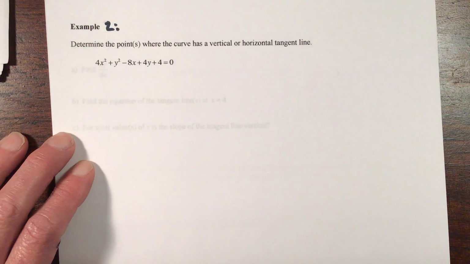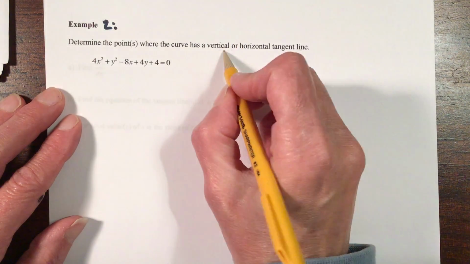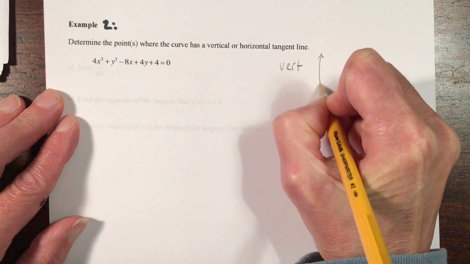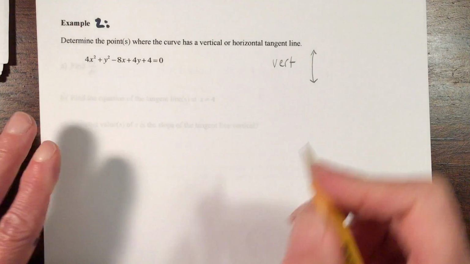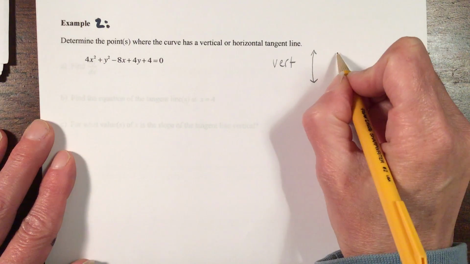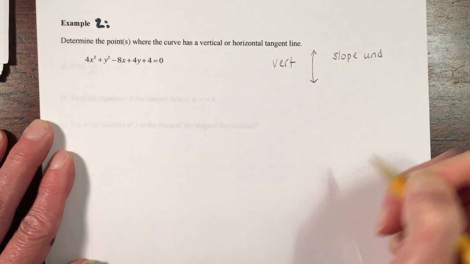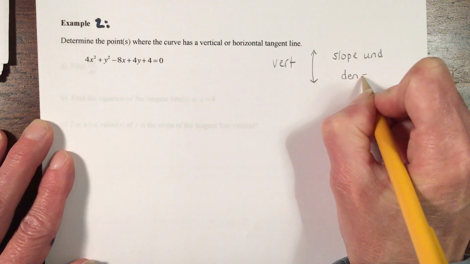So here I have to remember certain things about vertical and horizontal tangent lines. First of all, if I have a vertical tangent line, that means my tangent line is going to look like that against the curve, however the curve looks. So if I have a vertical tangent line, it means the slope is undefined. And where is something undefined? When the denominator is equal to 0.